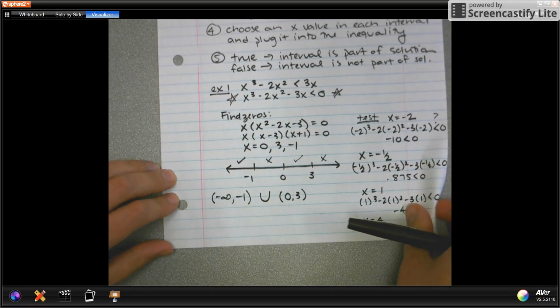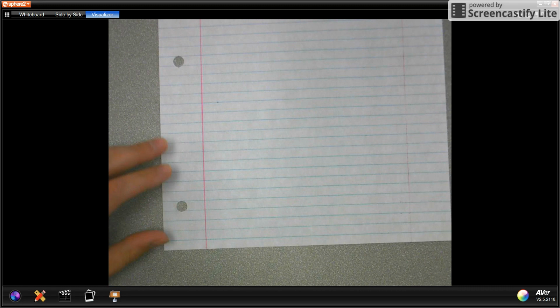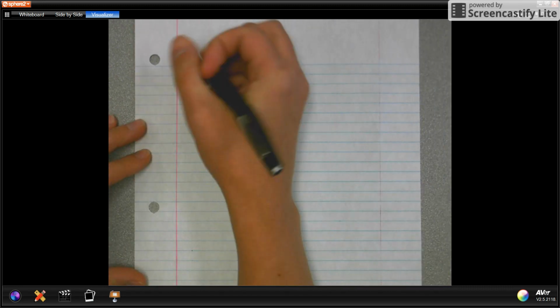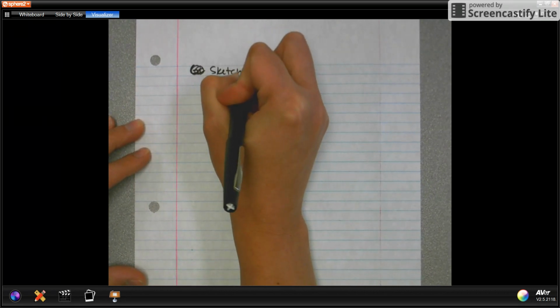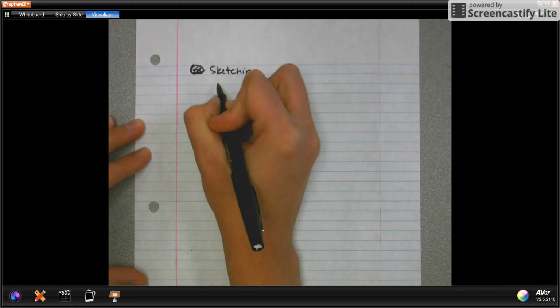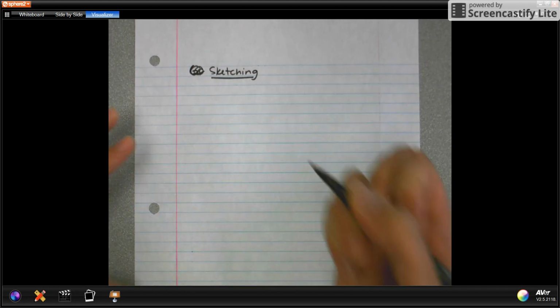Now we're going to look at a second method that you could use to solve polynomial inequalities. This method is called the graphing method or sketching. I think I like sketching better, because it's not like a formal graph. We're just doing our best to make a rough sketch.